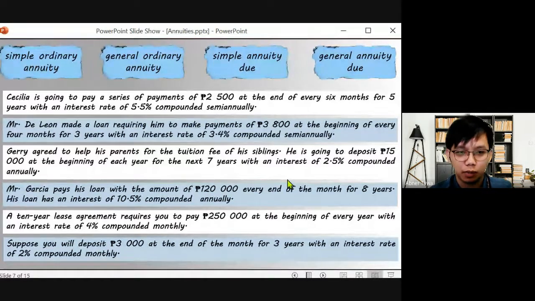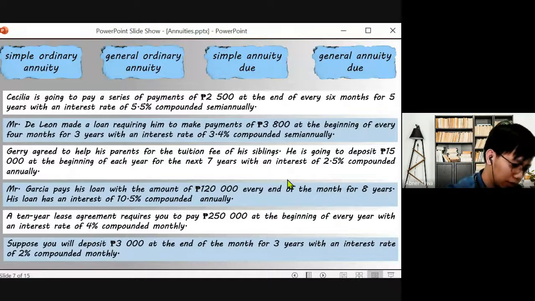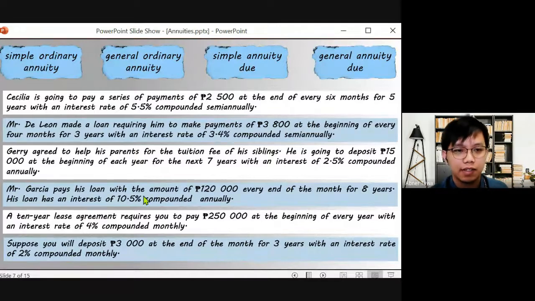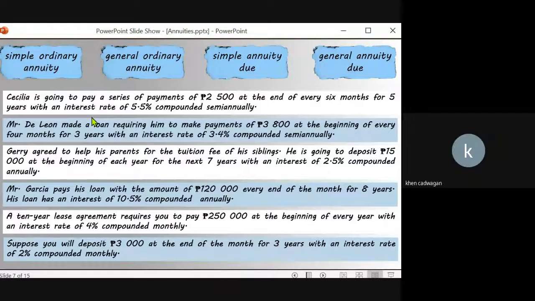Okay, let's give additional points sa sasagot. Next, who wants to answer number 2? Sige nga, Ken. Pakibasa muna. Mr. De Leon made a loan requiring him to make payments of 3,800 pesos at the end of every 4 months for 3 years with an interest rate of 3.4% compounded semi-annually.